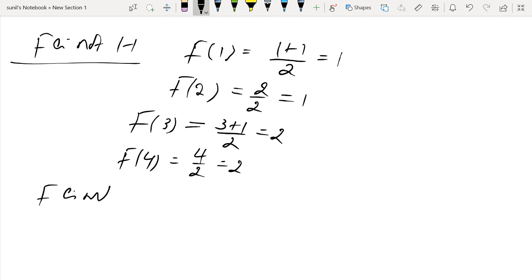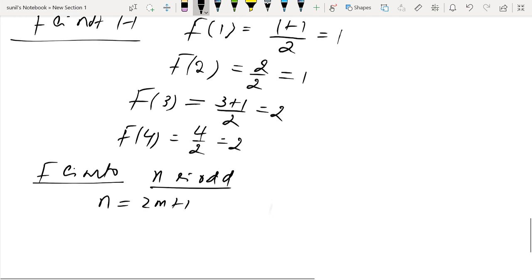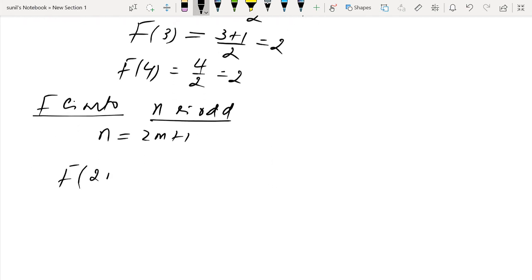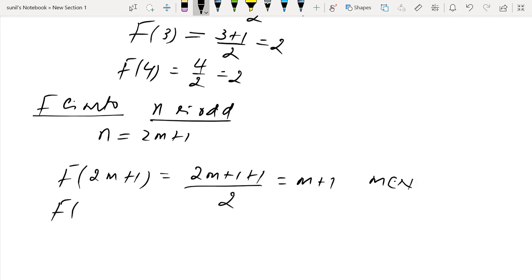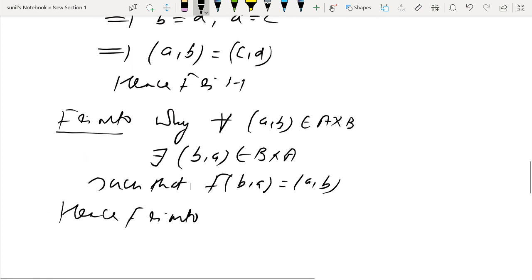Now f is onto. Suppose I am taking n odd, then my n will be equal to 2m plus 1. So f of (2m plus 1) is (2m plus 1 plus 1) by 2, that is equal to m plus 1, where m is a natural number. Now when it is even, f of 2m is equal to 2m by 2, which is m. So it means my range of f is nothing but the natural numbers. So it is onto. So this way you can do it.